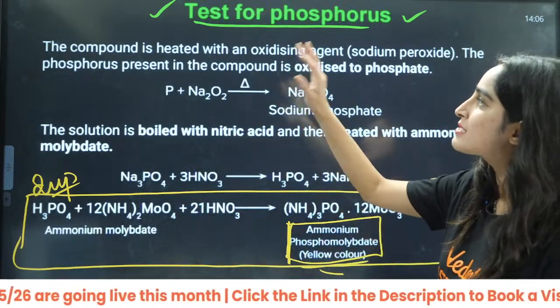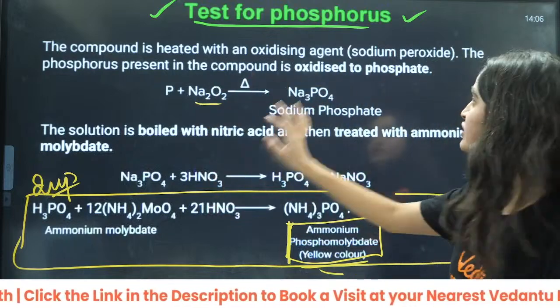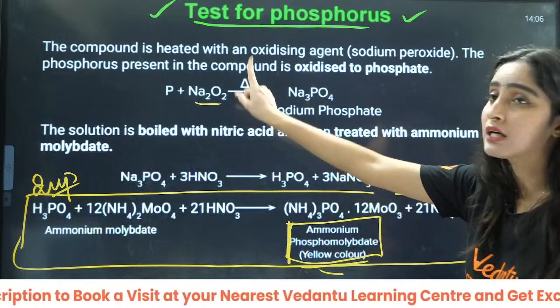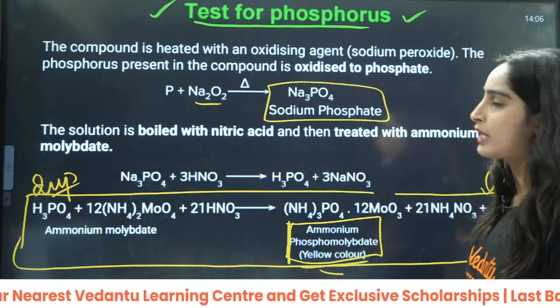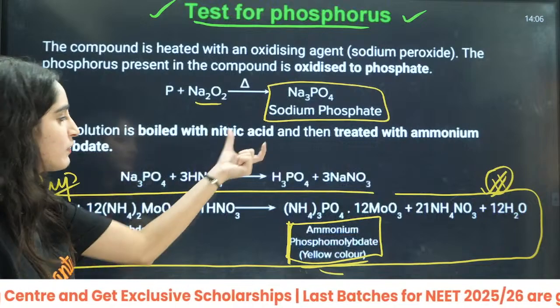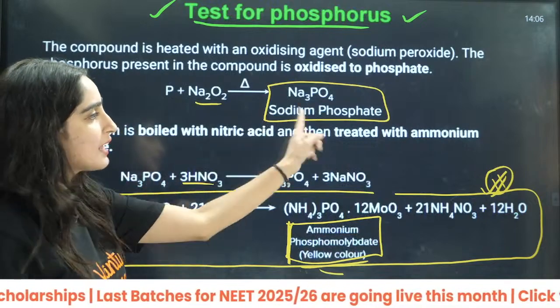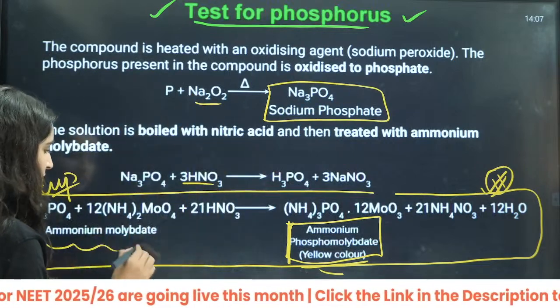So the compound is heated with an oxidizing agent. First you will heat it with any oxidizing agent, sodium peroxide. The phosphorus present in the compound reacts with that and makes a compound, sodium phosphate. Now, after that, what will happen? The solution is boiled with nitric acid. Again, it's a very good oxidizing agent. And then it is treated with ammonium. Now, this is important.